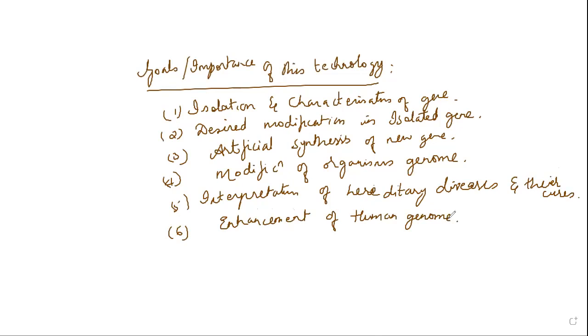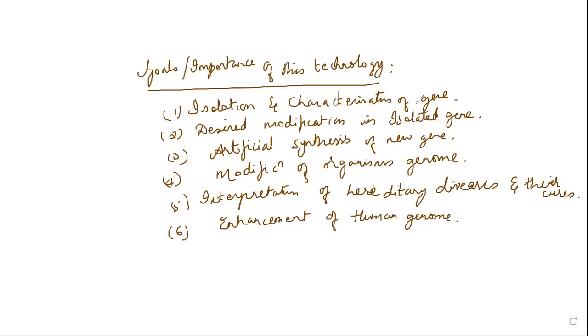This is the priority given in recombinant DNA technology. First, isolation and characterization of the gene properly. Then the desired modification is done in the isolated gene. Artificial synthesis takes place to create the new gene. Then modification of the organism's genome once it is inserted into a living cell. Interpretation of hereditary diseases: they are finding out what kind of hereditary diseases have evolved and what the cures and treatments are. Finally, improvement in the human genome as well.